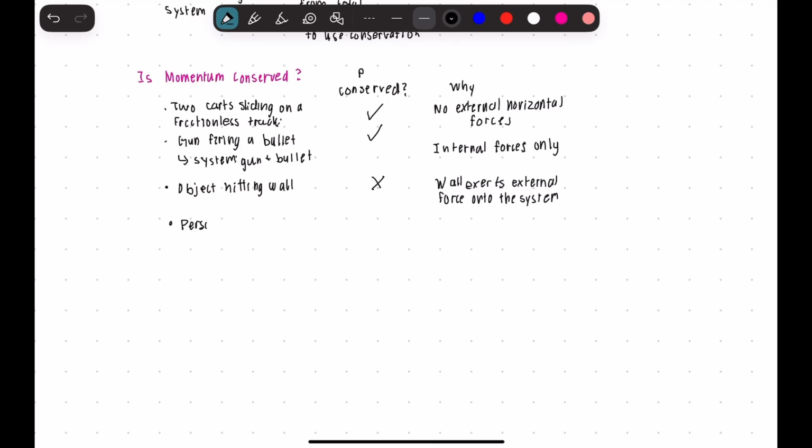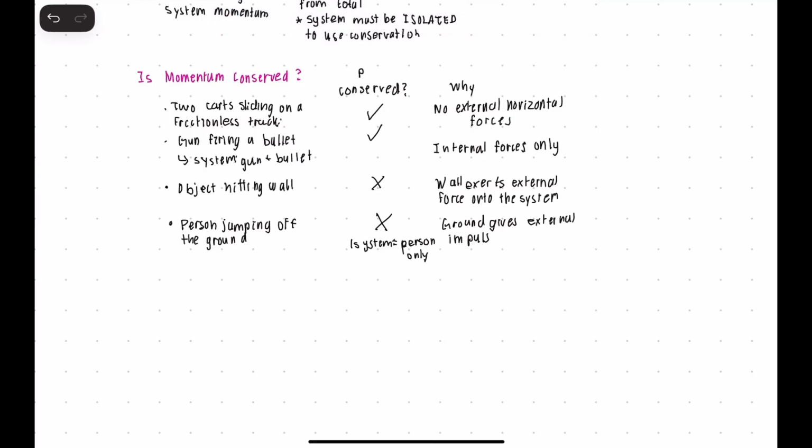So let's say we have a person jumping off the ground. Well, if you have a person jumping off the ground, the momentum is not conserved because the system is going to be the person only. And that means that the ground gives an external impulse. Let's add this over here.